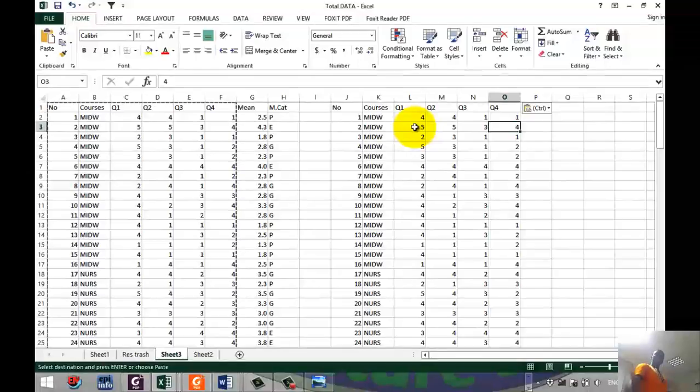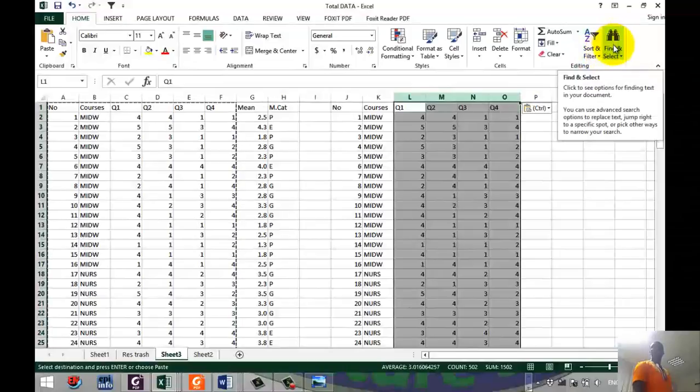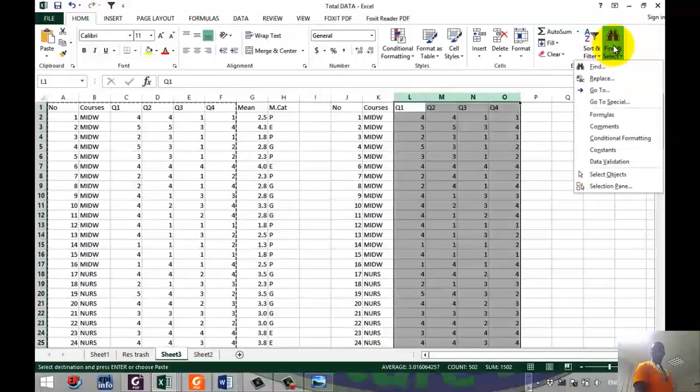But I cannot be going around one after the other picking them up. Because it's a long data, I just want to get it done as quickly as possible, so I can know for each of them the number of 4s and 5s that they chose. Then I can get the cumulative 4 and 5s. So for each of the responses that is not 4 and 5, I'm just going to do a find and replace. You go to the binoculars here and then go to replace.